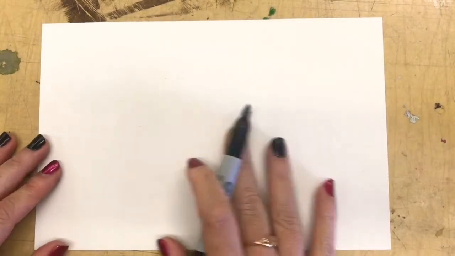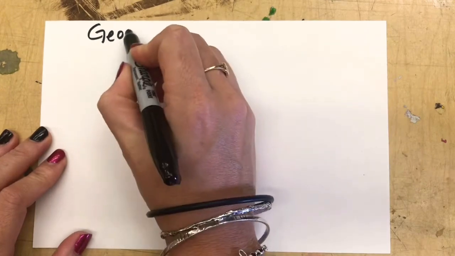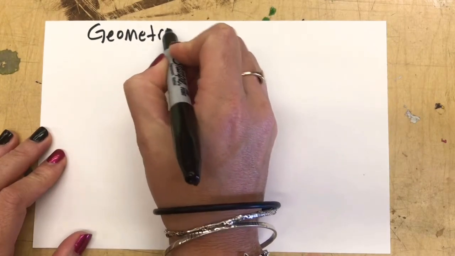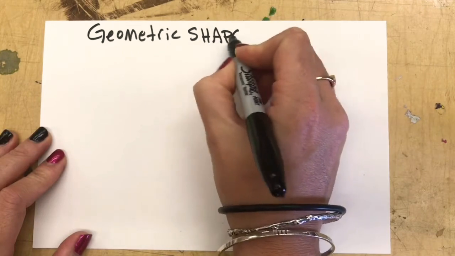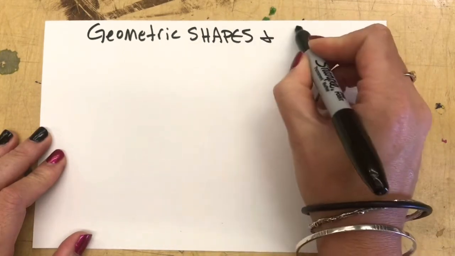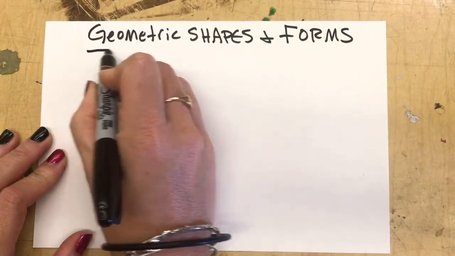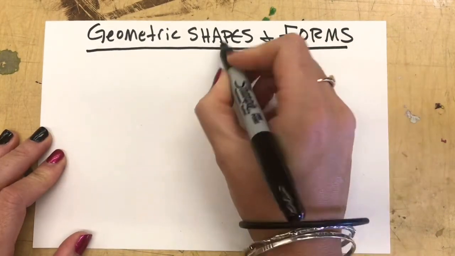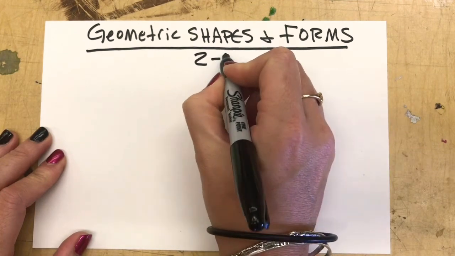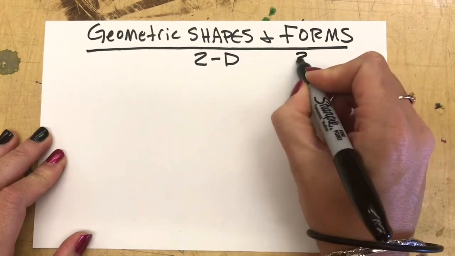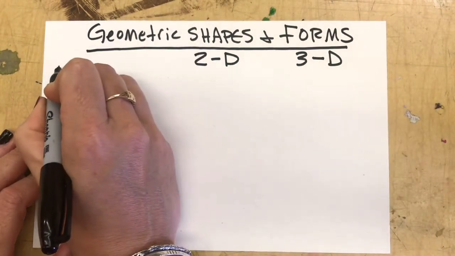So today we're going to be doing a little exercise and learning what are geometric shapes and geometric forms, and what is the difference between the two of them. Geometric shapes have two dimensions, and we say 2D for short. And forms have three dimensions, and we say 3D for short.